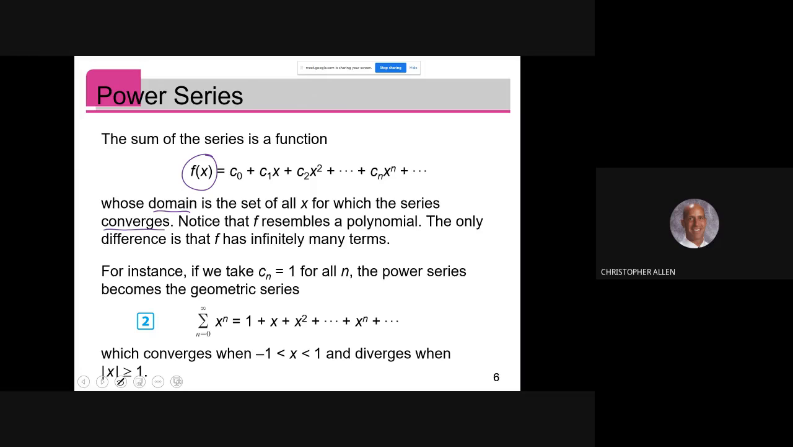For instance, if we take c sub n to equal 1, in other words, all the c's are 1s, then this geometric power series is 1 plus x plus x squared all the way through x to the n, dot, dot, dot. This particular power series will converge on this interval of convergence, and it will diverge everywhere else. Now notice the endpoints are not included here. That's something else we're going to have to talk about. That was our third objective for today.